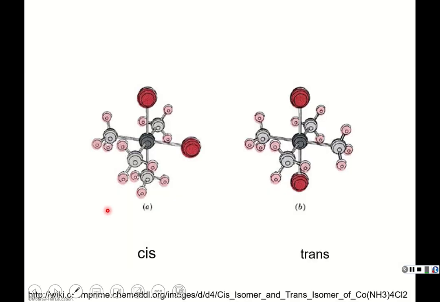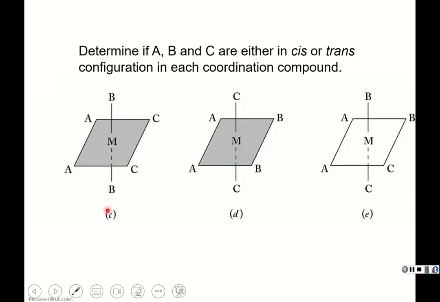Again, just another way of showing this in a molecular model. And probably an easier way to draw a structure like this, an octahedral structure. We're just going to have a metal, generic metal, which we refer to as M, and then our ligands are A, B, and C. Here, let's try just to practice, determine if A, B, and C are either cis or trans configuration in each of the coordination compounds.